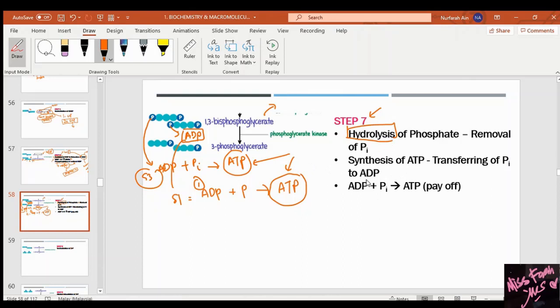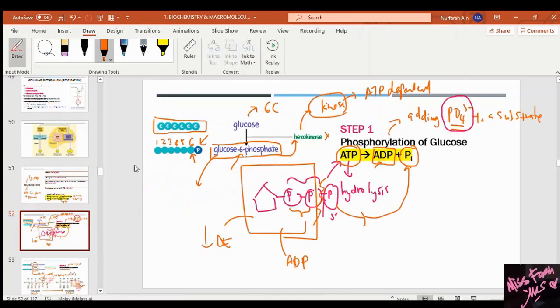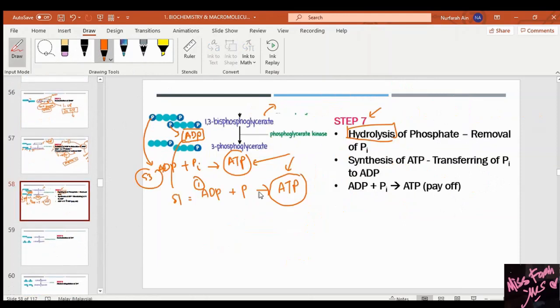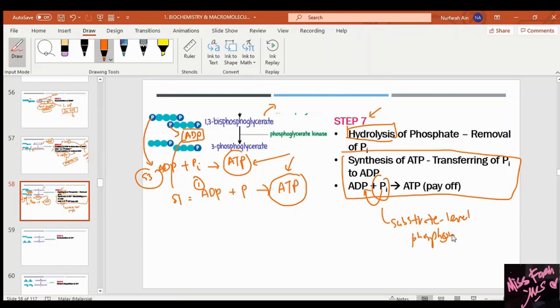You have to bear in mind that this type of phosphorylation is quite different from the phosphorylation in step 1 and step 3. In step 1 and step 3, this is the type of phosphorylation we call oxidative phosphorylation, because it involves oxygen as the ultimate electron acceptor. But in step 7, because we add phosphate to ADP, this is not oxidative phosphorylation. This is what we call substrate level phosphorylation. You still add a phosphate group to a substrate.